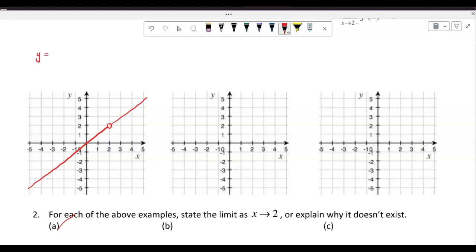Y is equal to x. If there's a hole at x is equal to 2, that means your x minus 2 is cancelled out. So your y is equal to x squared minus 2x upon x minus 2, with the x minus 2 cancelled out. And you draw the simplest one, y is equal to x, and then multiply and divide by x minus 2.